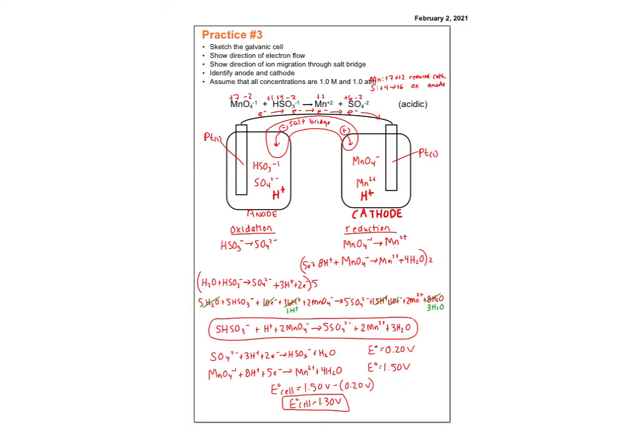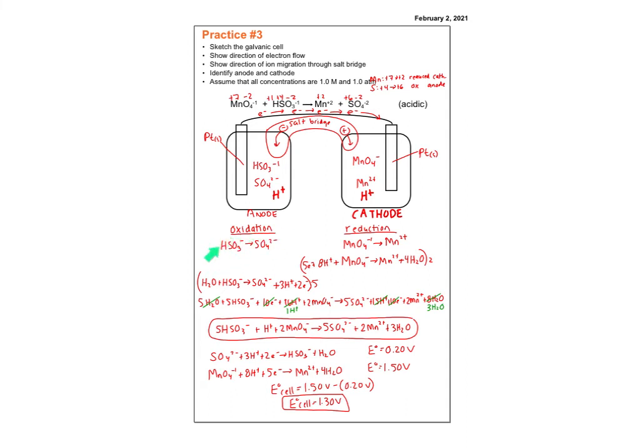All right, my first step here was to assign oxidation numbers, and I saw that manganese was reduced and sulfur was oxidized. So here's my oxidation half reaction, and here's my reduction half reaction. So for oxidation, we know oxidation happens at the anode.